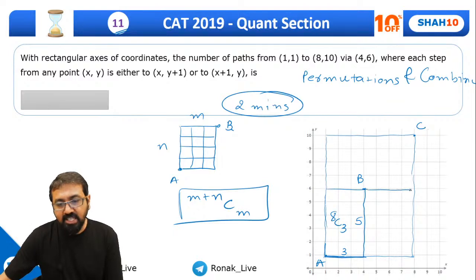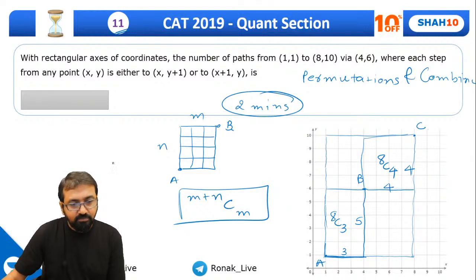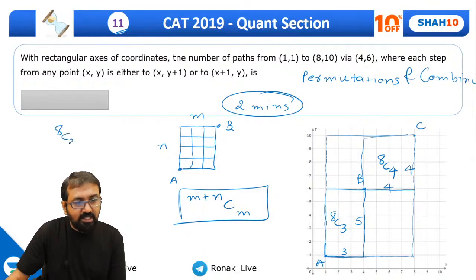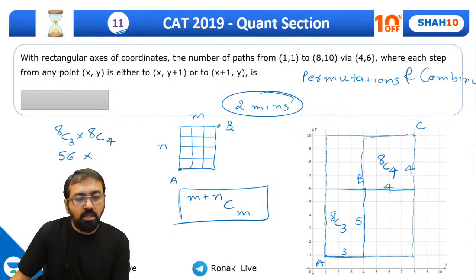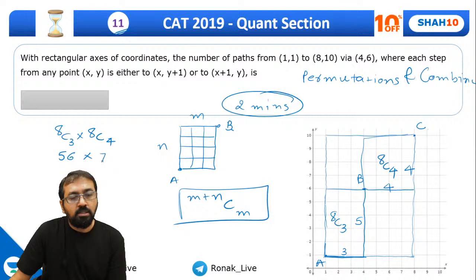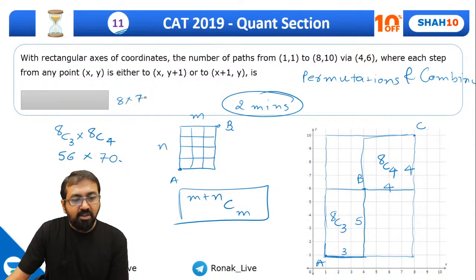Same way, in how many ways can I go from B to C? So again, if you check, it's a 4 by 4 grid. So the number of ways will be 8 C 4. So the total number of ways will be 8 C 3 into 8 C 4. 8 C 3 is 56, and 8 C 4, if you check, will come out to be 70, if I'm not wrong. 8 into 7 into 6 into 5 divided by 4 into 3 into 2 into 1.